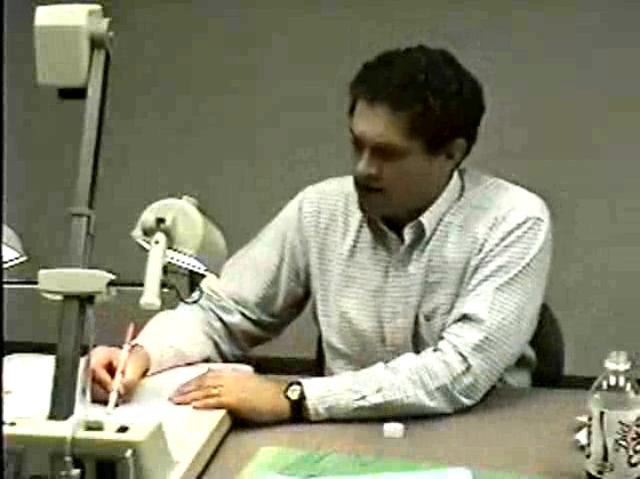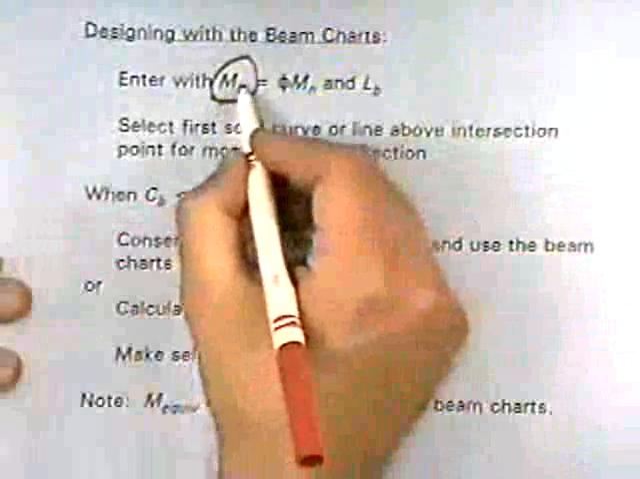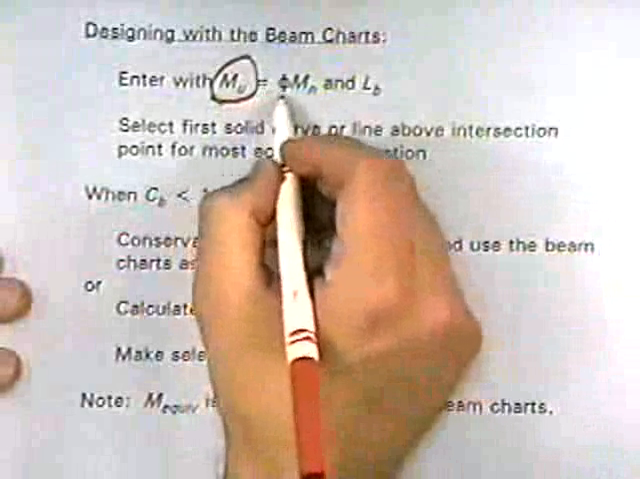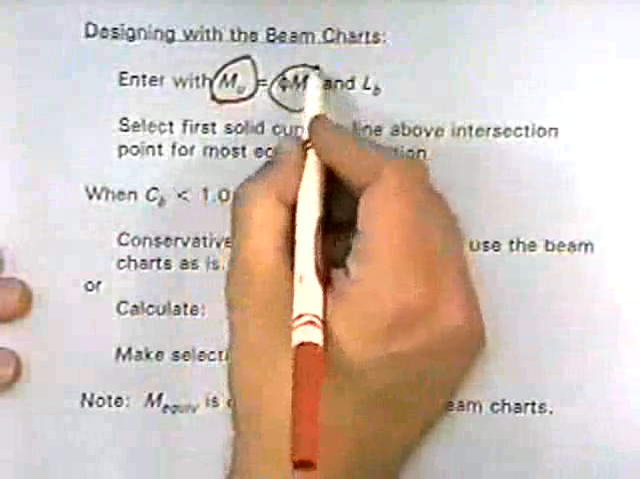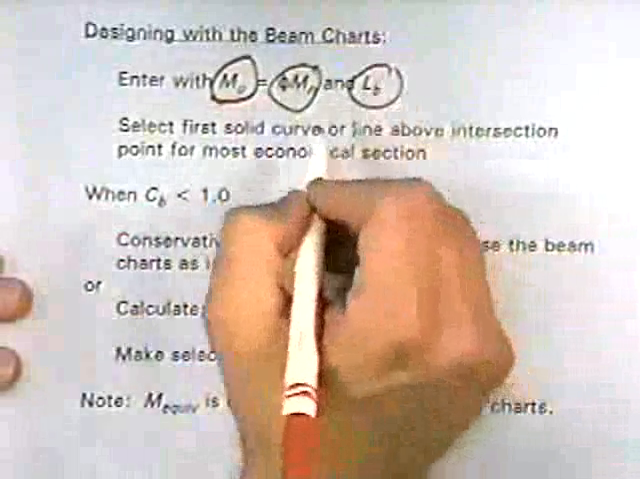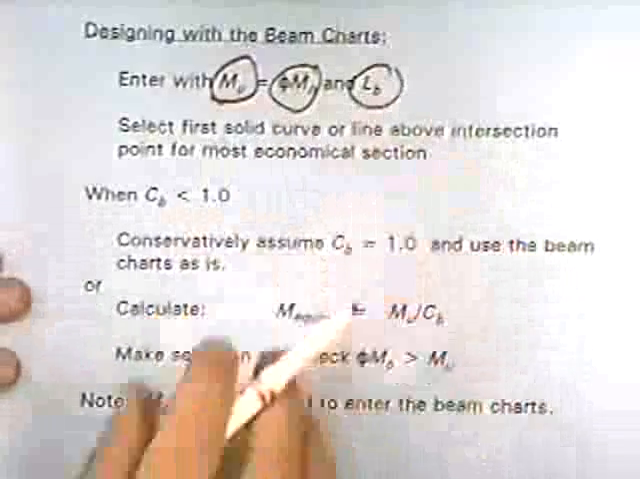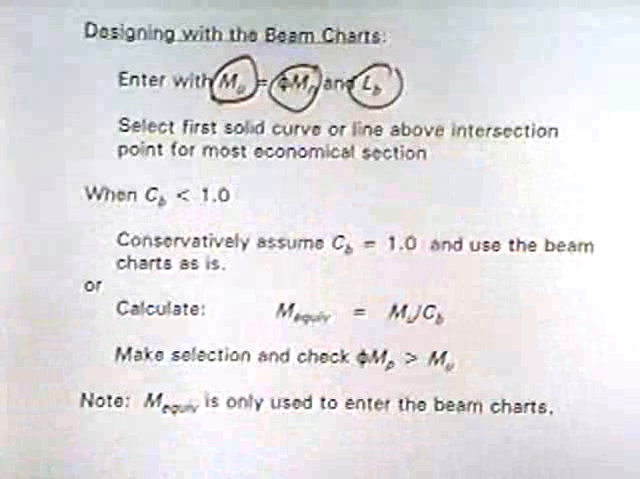Okay, designing with the beam charts, what you do is you calculate your design moment. That's from your loading. It's factored. Again, that comes from your moment diagram. You say, well, okay, that has to equal my design capacity. So you go in with your design capacity and your unbraced length. You find that intersection point, and again, you just find the first solid curve or line above that intersection point for the most economical cross-section.